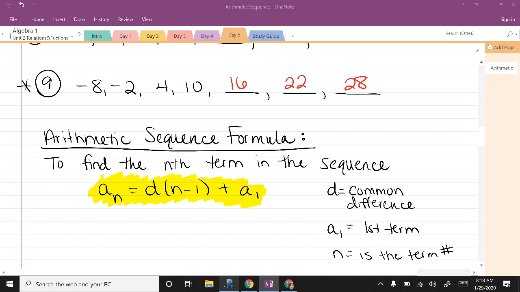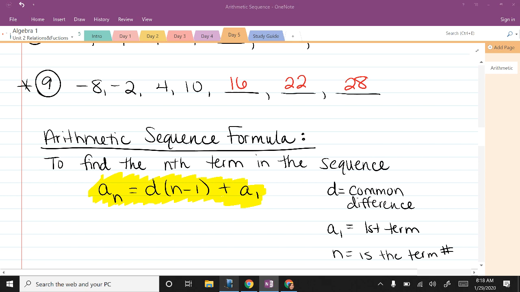A sub n. Okay, now let's talk for just a second about scripts. Y'all know what a subscript is? It's when something is below the actual letter on the typed line. Superscripts are like an exponent. Subscript is below it. This is a subscript. Okay, A sub n equals D, parentheses, n minus 1, plus A1.